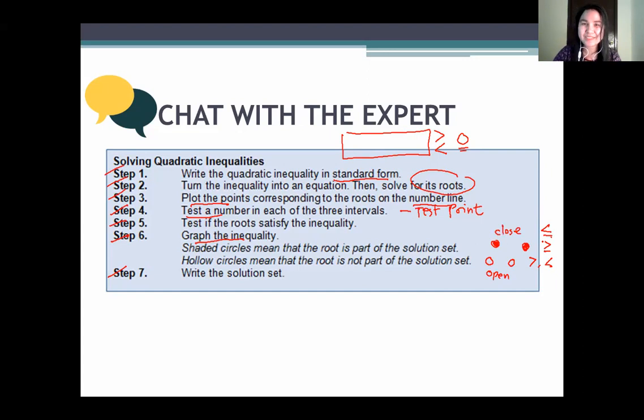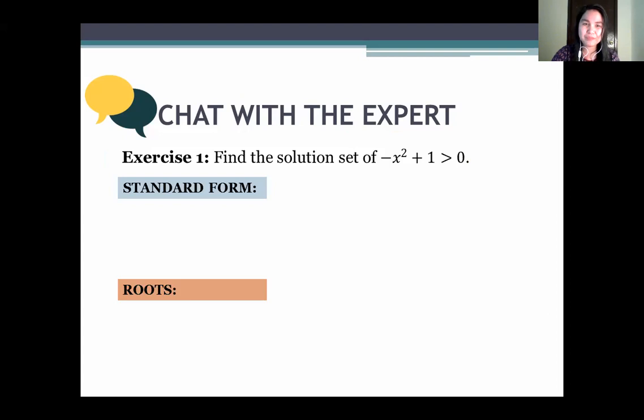Now let's start. Ready? Let's start with the first one. Find the solution set of negative x squared plus 1 greater than or equal to 0. Remember, in the standard form, our a should be positive and the other side should be 0. So this is correct. However, the a is not positive.